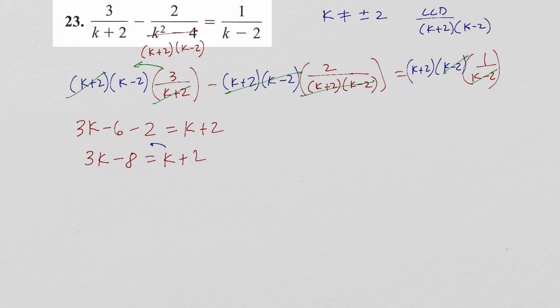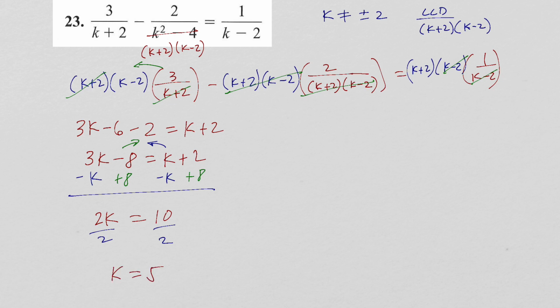I'm going to move my k to the left by subtracting it, and I'll get 2k. And I'm going to move the 8 to the right by adding it, and I'll get 2 plus 8 is 10. Finally, I'm going to divide by 2, and we'll get k is equal to 5. And that's not a restricted value, so this is okay, and that's our final answer.